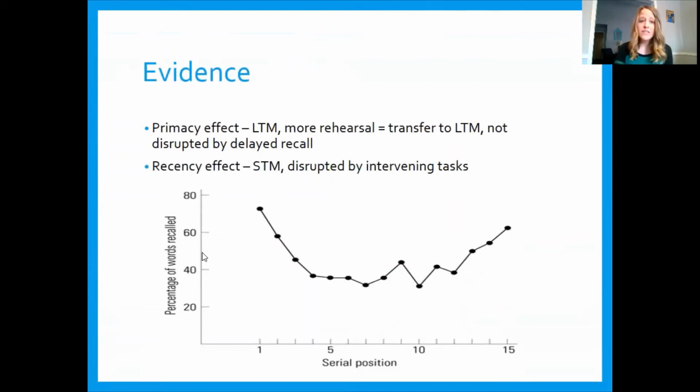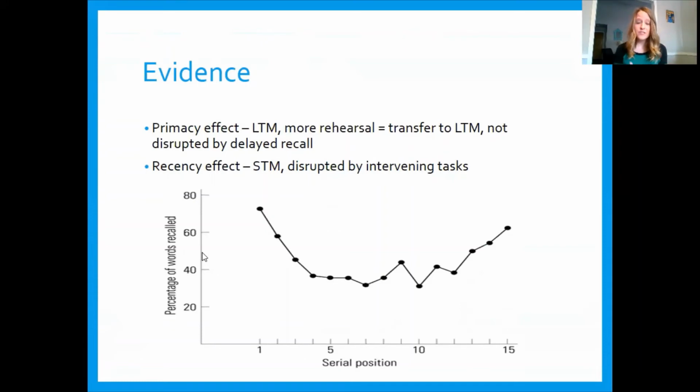We also see facilitated performance for words at the end of the list. And so this is referred to as the recency effect, and it's believed to be dependent upon short-term memory. And the idea is that the words at the end of the list are the last ones that we say right before the free recall test. And so they are still in short-term memory at the time of the test. And so they can be very quickly written down on that list.